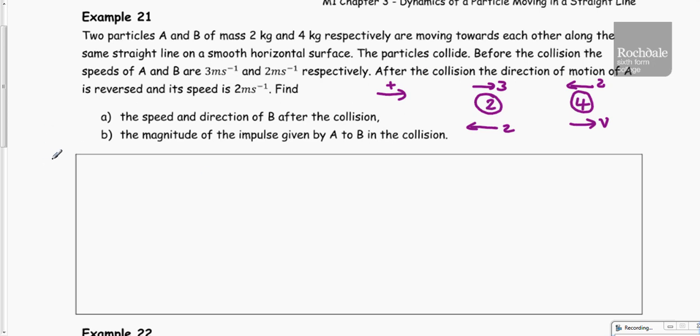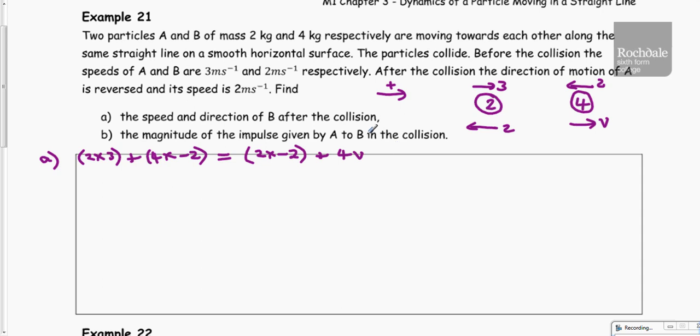So we've got to find the speed and direction of B after the collision. Again, using conservation of momentum, we have a mass of 2 with a velocity of 3 and a mass of 4 with a velocity of -2. Remember, that's going to the left. So that's before the collision. Then after the collision, we've got the mass of 2 is going with a velocity of -2 because it's towards the left. And the mass of 4 has a velocity of v, which is what we're trying to find.